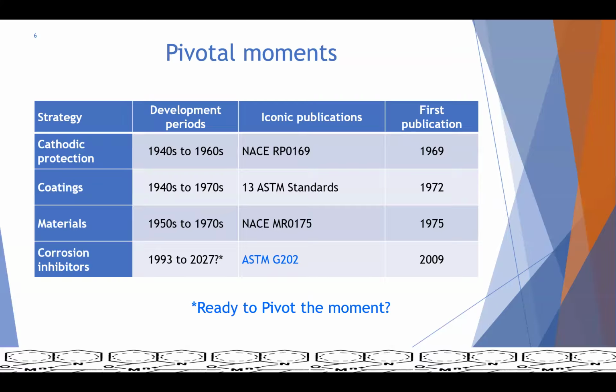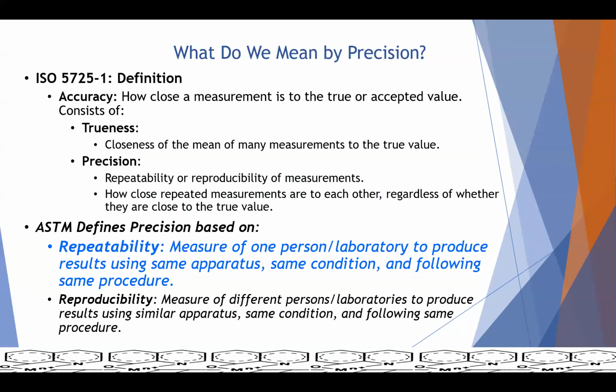That is not enough. We would like to have more standards published so that around the world, corrosion inhibitor evaluation is carried out consistently, confidently, with known precision. What do we mean by precision? Both ISO and ASTM define precision in the same way, even though the languages they use are different.